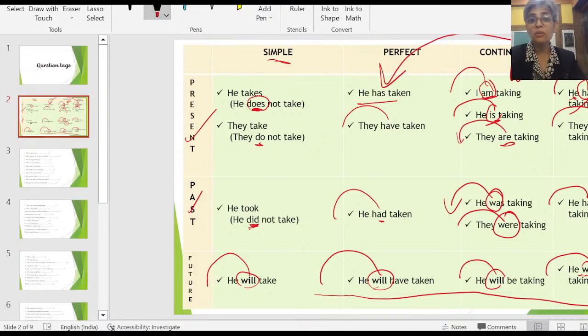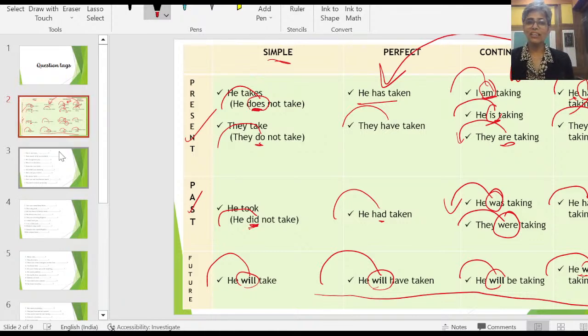All right, now we need to make a question tag. So he takes becomes doesn't he, right? They take becomes don't they. Remember, we also need to convert from positive to negative. He took will become didn't he. Isn't it interesting? Right? Okay, so I'd like to go ahead with the exercises.